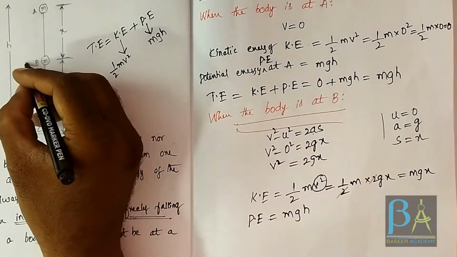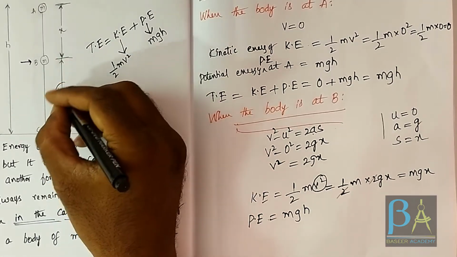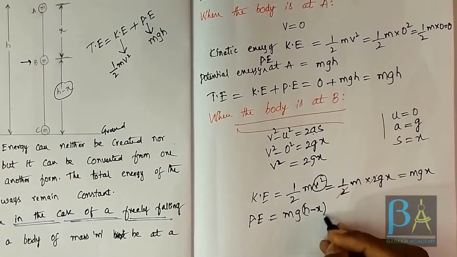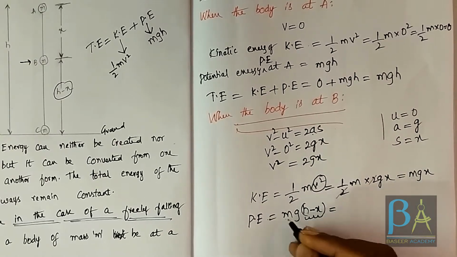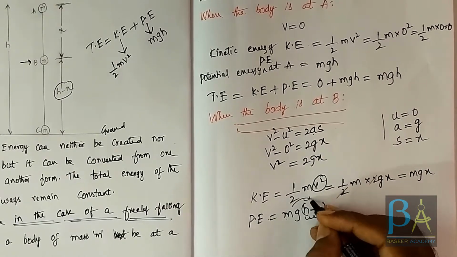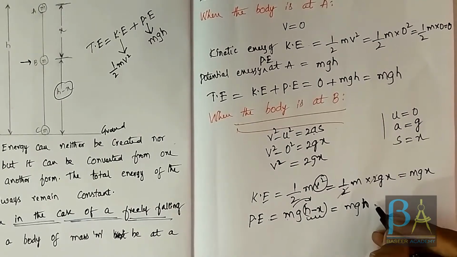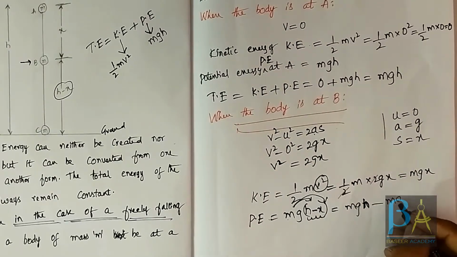But at point B, the height of the body from the ground is h minus x. So in place of h, let me write h minus x. Now let us multiply this bracket with mg and open the bracket. Mg into h gives me mgh, and then minus mg into x gives me mgx.